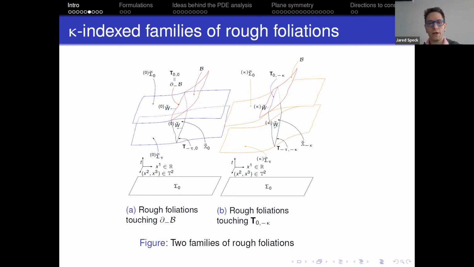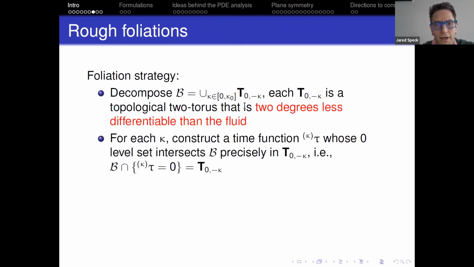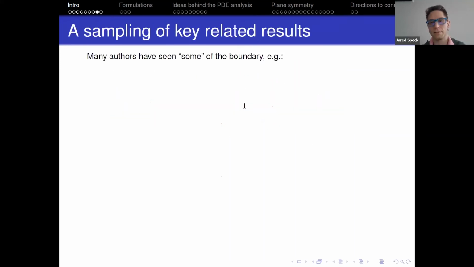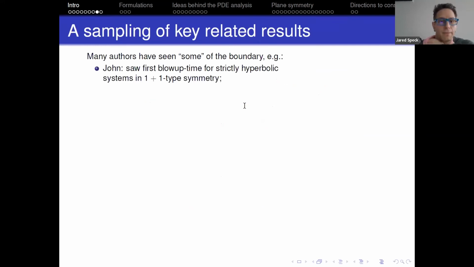Okay, so let me talk a little bit about previous results on understanding some portion of the boundary of the maximal development. This already started in the 80s with work of Fritz John, who for strictly hyperbolic systems in 1+1 dimensions at least understood what goes on at the time of first blow-up. Here time should be understood as flat Cartesian time. So he followed the solution up until the first Cartesian time of blow-up.